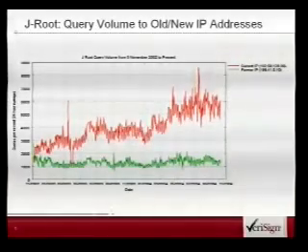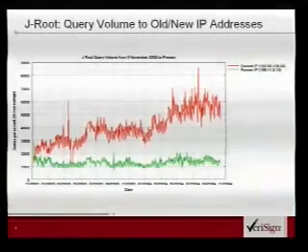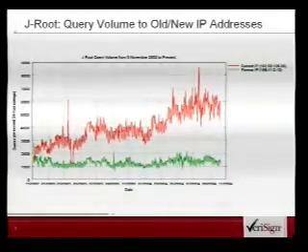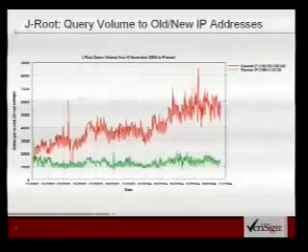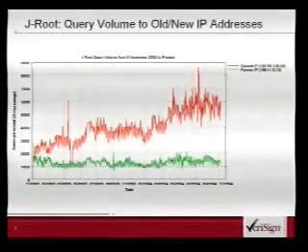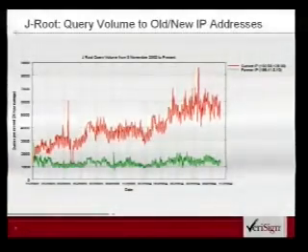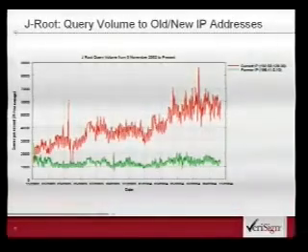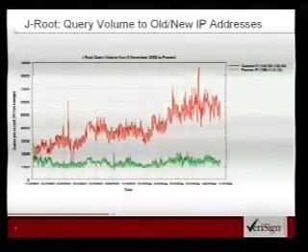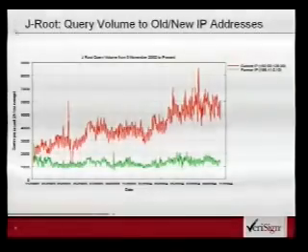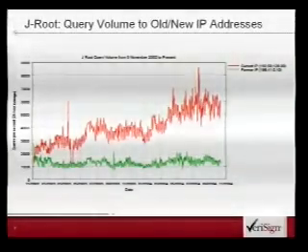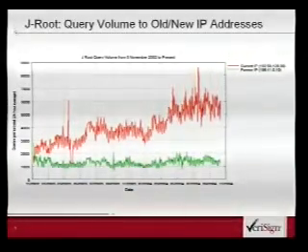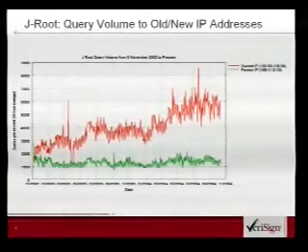So now we're going to flip a little bit and talk about jroot and when it changed its IP address. As you can see, the new IP address took off and increased in traffic, which is expected. But what's interesting here is the green line, which is the old IP address. Whenever you have a root server, you kind of have a disease that lasts a lifetime. As long as that IP address is exposed on the internet, it's going to get DNS traffic. We're going to talk about what types of DNS traffic it actually sees in a moment.